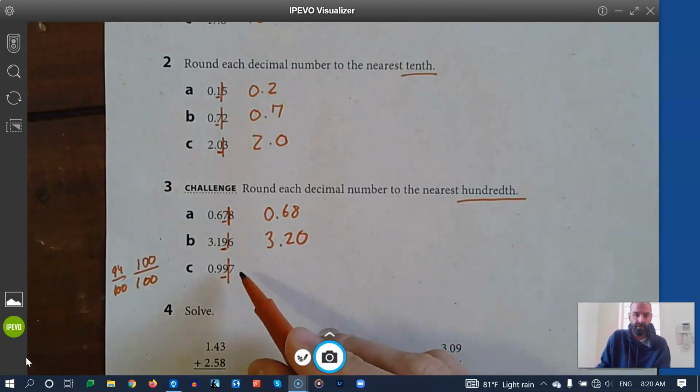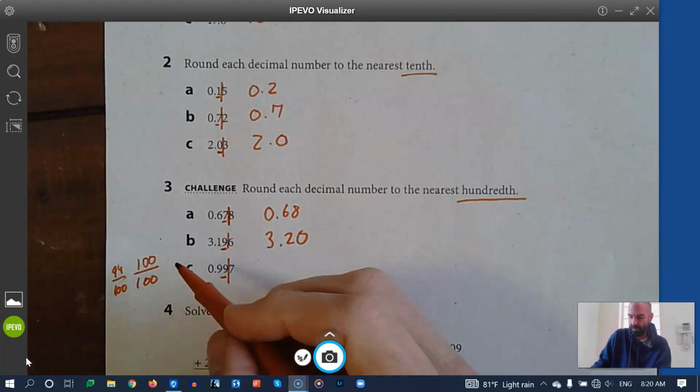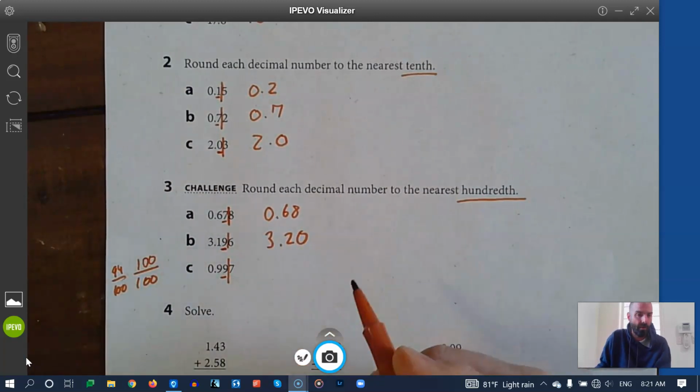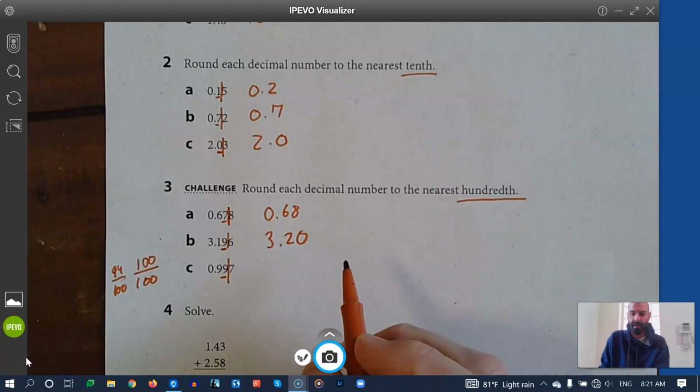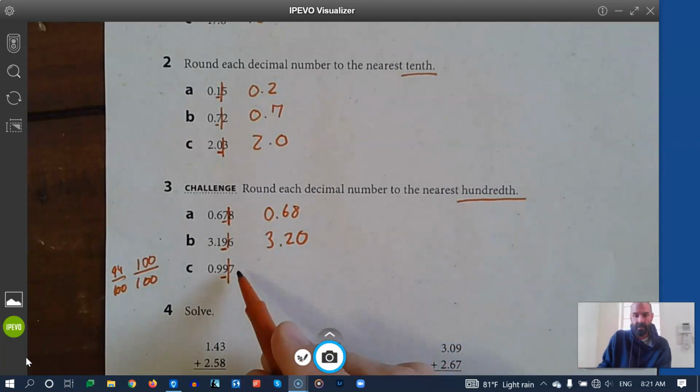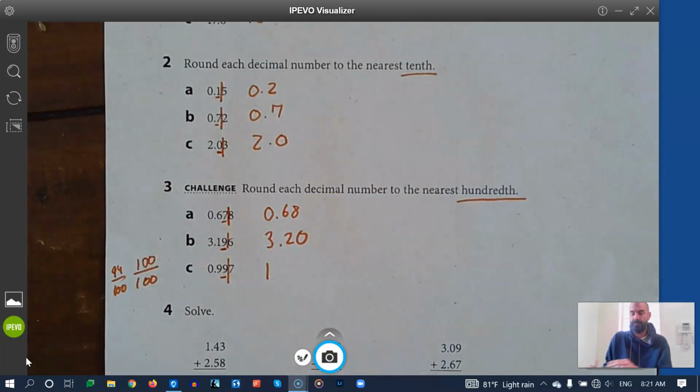All right, this is actually 997 thousandths. So you can think of it as 990 thousandths and 1,000 thousandths. Still doesn't matter. We're still in the same place. I am going to round up, and I'm rounding up to 1 because that's the hundredths I'm in between.